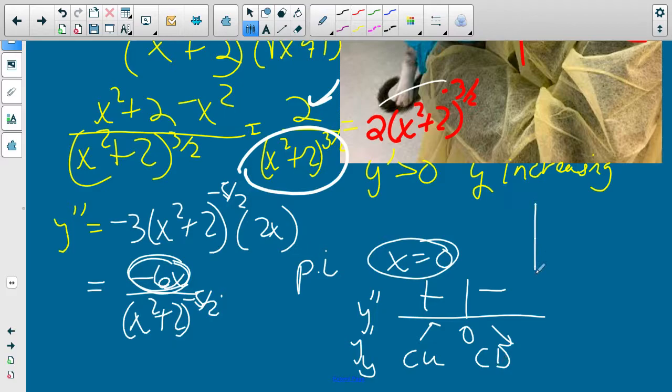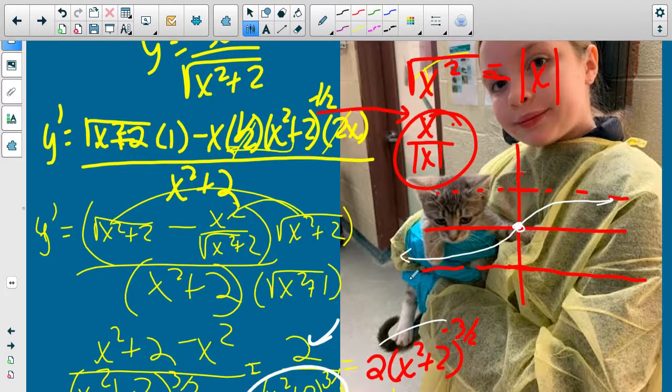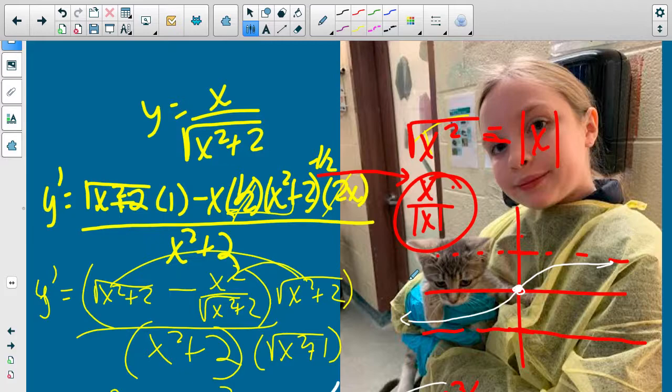All right, so if I go back and fill 0 into the original, I've forgotten what it was. The original was x over the square root of x squared plus 2. So if I fill in 0, I get 0. Okay? And we'll go back up here because I already have my asymptotes in. So now I know I have a point of inflection, no critical numbers. You can find a couple other points, but this graph is concave up and concave down. Is that what I said? Yeah. Okay.